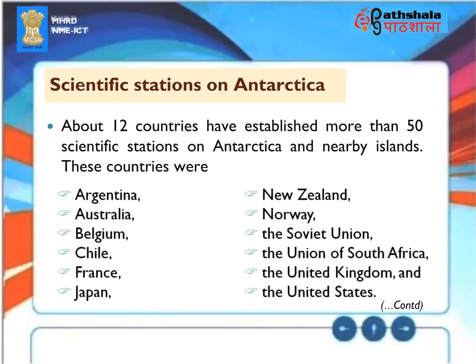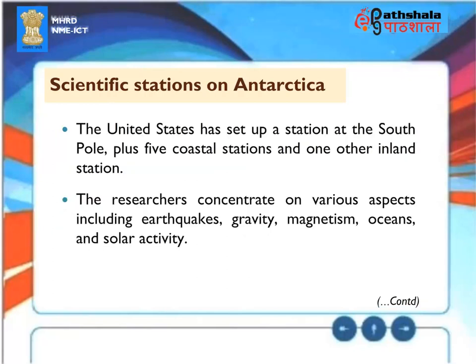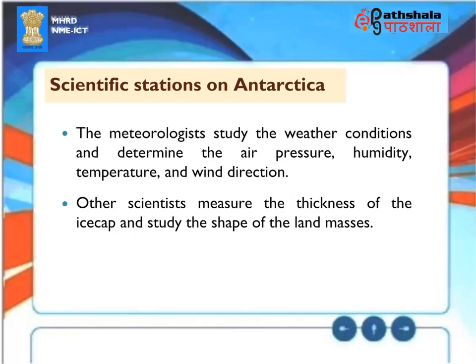Scientific stations on Antarctica. About 12 countries have established more than 50 scientific stations on Antarctica and nearby islands. These countries were Argentina, Australia, Belgium, Chile, France, Japan, New Zealand, Norway, the Soviet Union, the Union of South Africa, the United Kingdom, and the United States. The United States has set up a station at the South Pole, plus 5 coastal stations and 1 other inland station. The researchers concentrate on various aspects including earthquakes, gravity, magnetism, oceans, and solar activity. The meteorologists study the weather conditions and determine the air pressure, humidity, temperature, and wind direction. Other scientists measure the thickness of the ice cap and study the shape of the land masses.